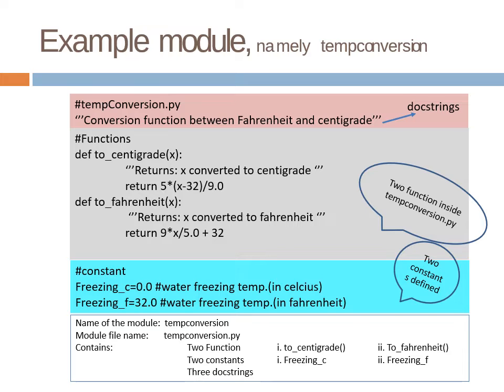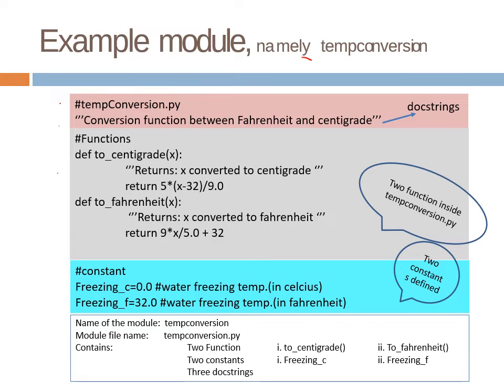I have created a module called tempconversion for temperature conversion here. I have given the module name. So you all know that a module will be a Python file, so the module name will be your file name. I have given there in a comment line tempconversion.py. That's the file name, followed by a docstring which is given between triple quotes.